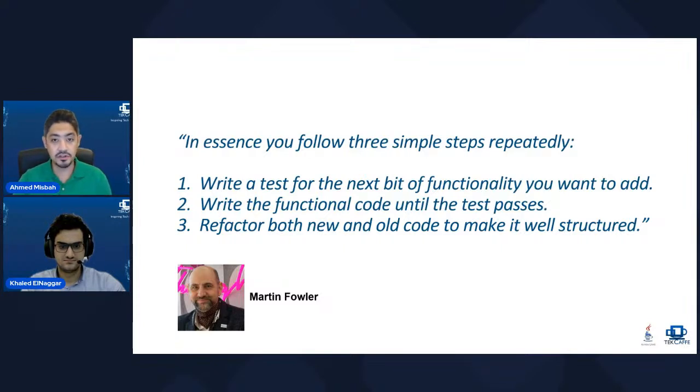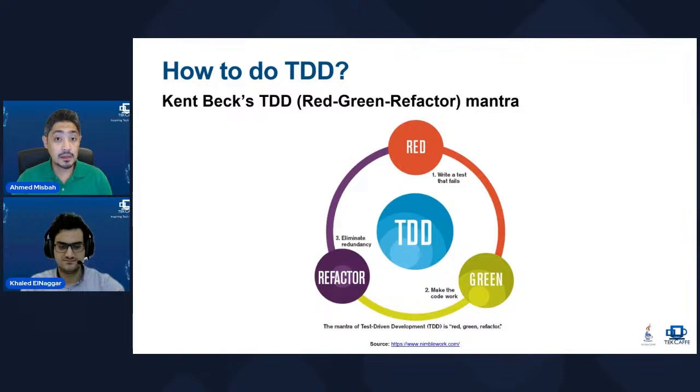So basically, this third step is an application of the Boy Scout rule. Kent Beck summarizes this TDD cycle in the red-green-refactor mantra. So in the red phase, you write a failing test. Then you write just enough code to make it go green. So that's the green phase. And then you start refactoring, you start cleaning up the smells, applying design principles, and then you pick up another test and start the cycle all over again.